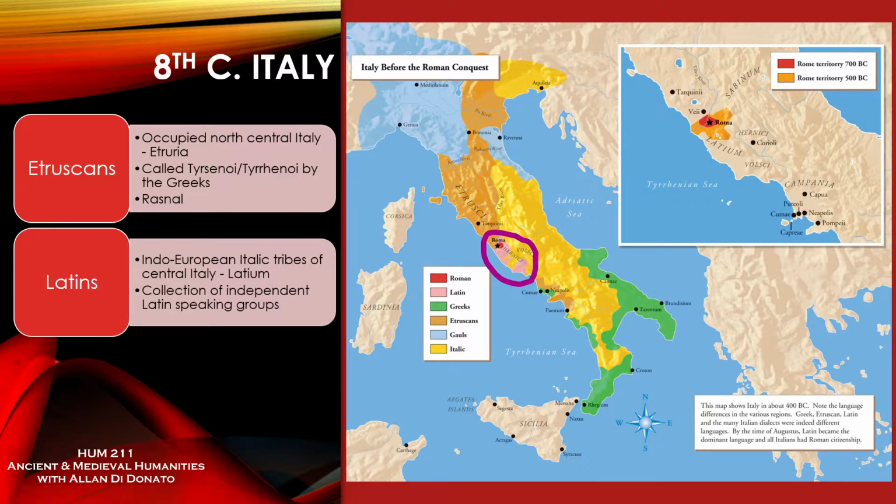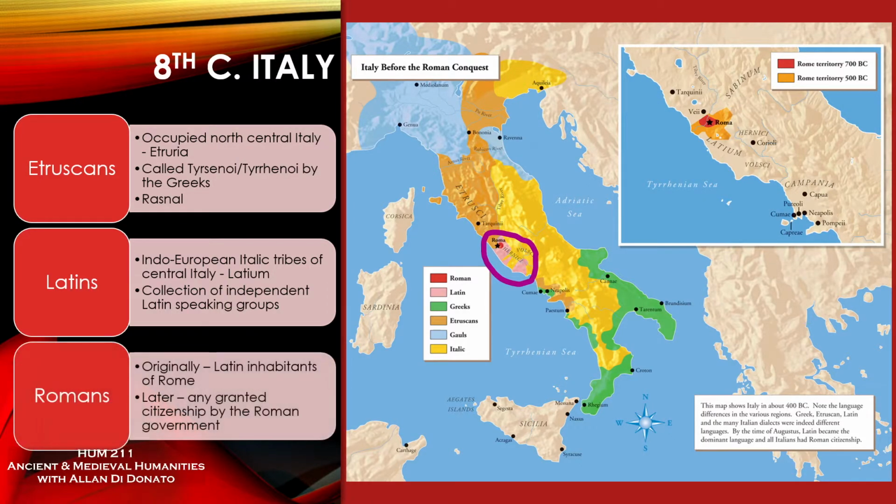Okay, again, all related but independent city-states. One of those city-states is going to be the city of Rome. You can see that also very small on the map where the star is located. It's kind of in the northern portion of Latium. And when we talk about Romans in the ancient world, we're referring to the Latin inhabitants of that particular city-state.